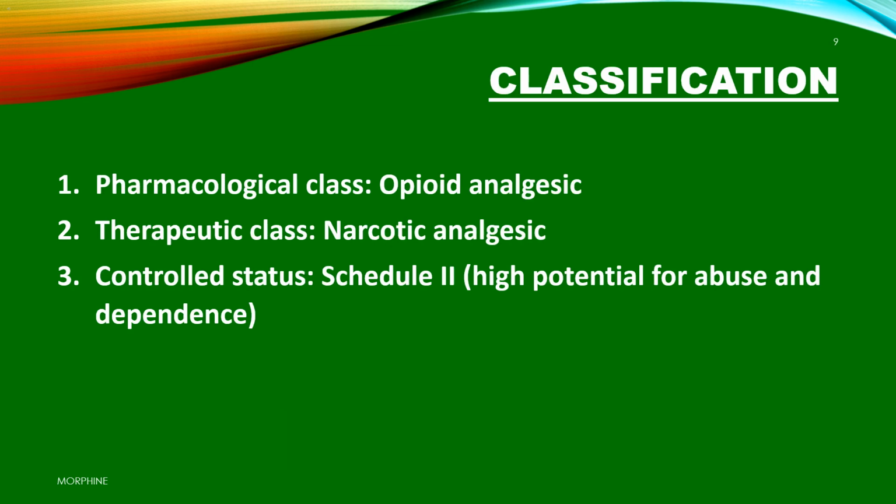Classification of morphine. 1. Pharmacological class. Morphine is classified as an opioid analgesic, meaning it works by interacting with opioid receptors in the body to relieve pain. 2. Therapeutic class. Morphine is categorized as a narcotic analgesic, indicating its use for treating severe pain. 3. Controlled status. Morphine is classified as a Schedule II controlled substance, signifying that it has a high potential for abuse and dependence, and its use is strictly regulated.